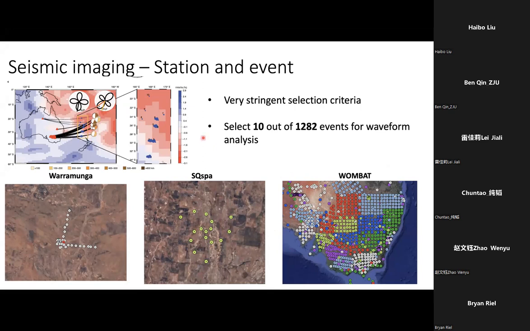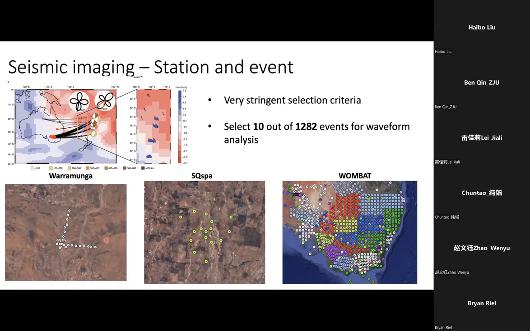Originally they requested data from over 1200 events, because they imposed very stringent selection criteria, such as the signal-to-noise ratio of the data, as well as the clarity of the precursory arrivals. Eventually they kept only 10 out of 1200 phases for further waveform analysis. And this data were recorded by three seismic arrays deployed in Australia.